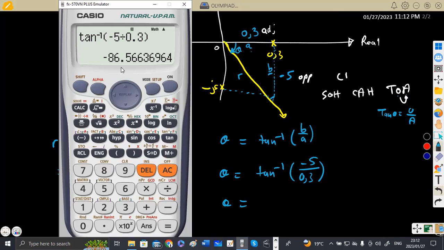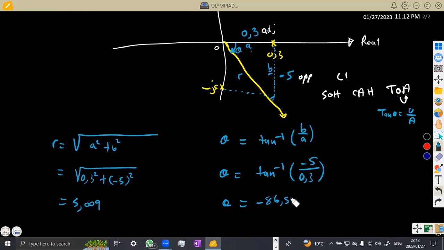Okay, so the negative 86 that we are seeing here, let's just write it to 3 decimal places, which is negative 86,556.